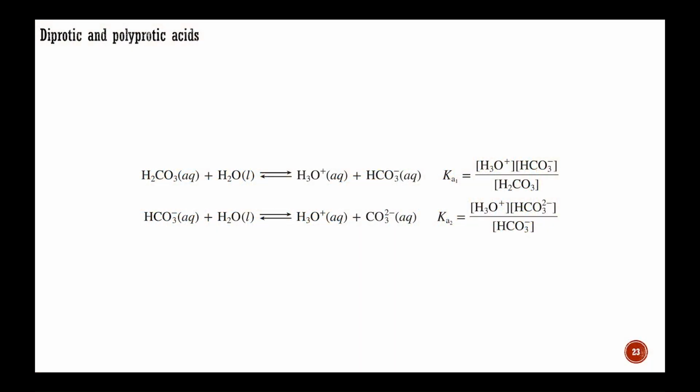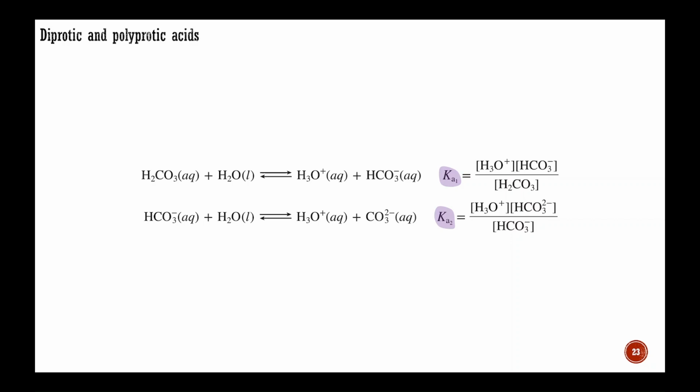Diprotic and polyprotic acids undergo successive ionizations, losing one proton at a time. Each ionization has an associated acid ionization constant. For a diprotic acid, these constants are designated as Ka1 and Ka2. A separate equilibrium expression is written for each ionization, meaning two or more equilibrium expressions may be required to calculate the concentrations of species in solution at equilibrium.